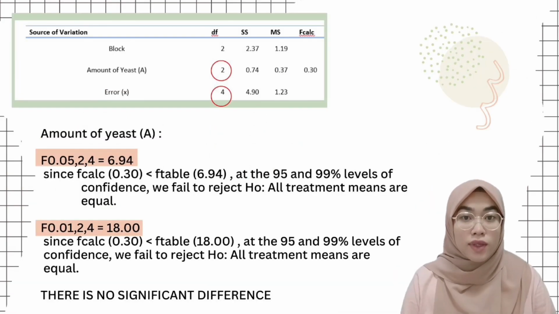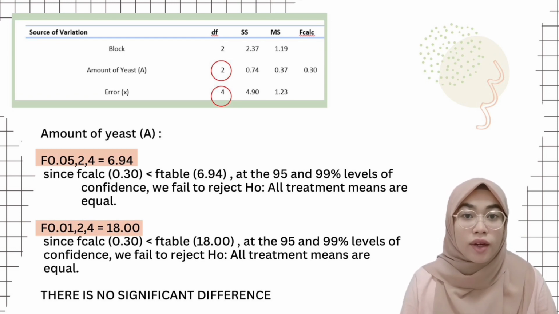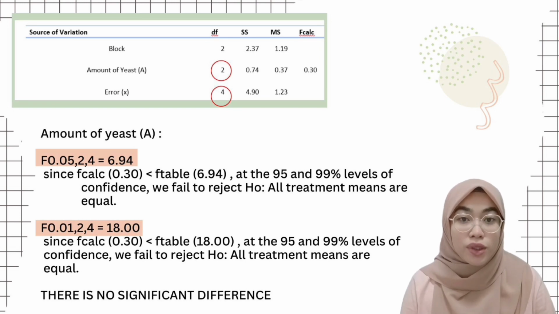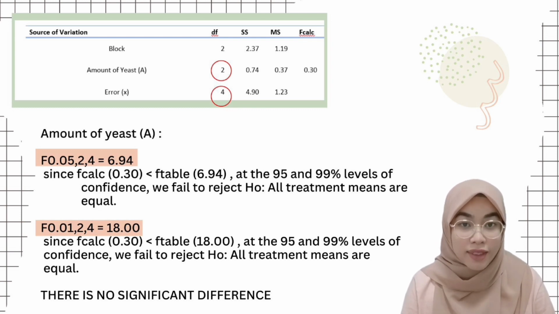For the amount of yeast, which is factor A, the F from the table at significance alpha 0.05 and 0.01 with degrees of freedom 2 and 4 are 6.94 and 18.00 respectively. Since the F calculation 0.30 is smaller than both F table values, 6.94 and 18.00, at the 95 and 99% level of confidence, we fail to reject the null hypothesis, which is all treatment means are equal. Therefore, there is no significant difference.